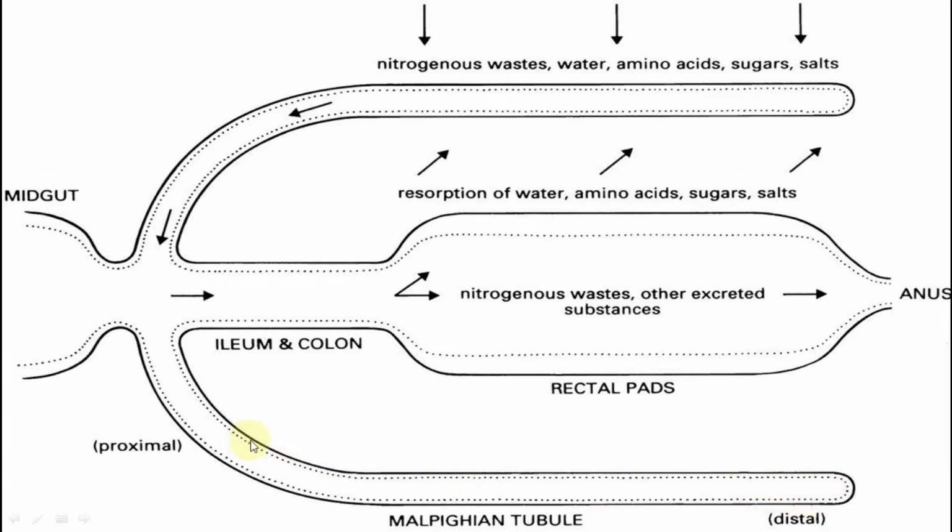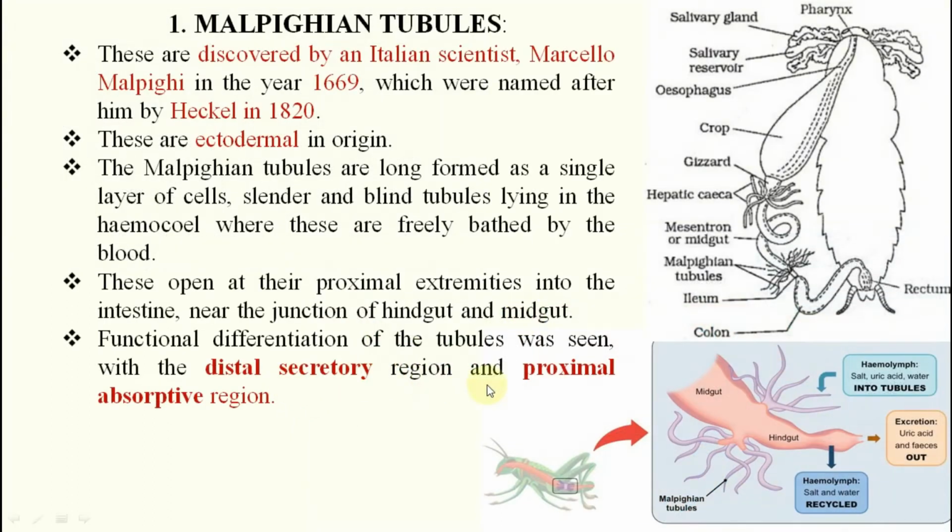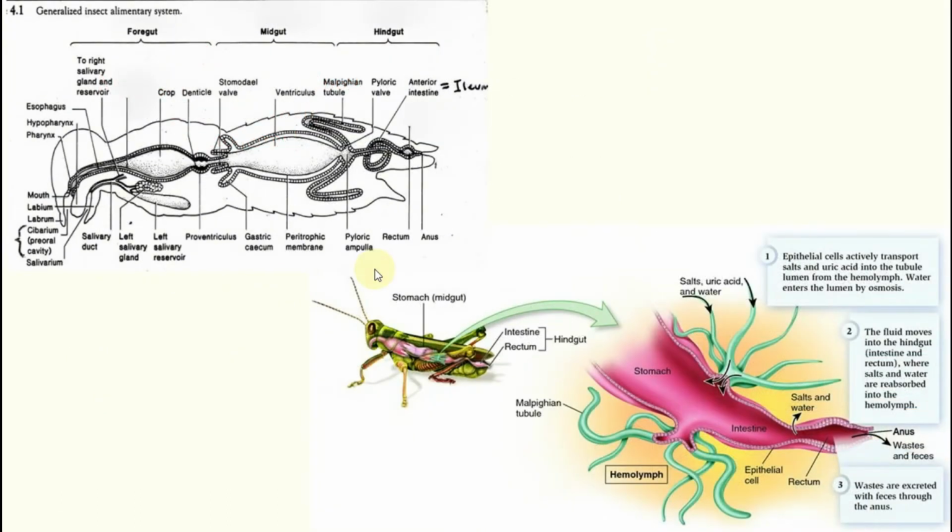It will carry the waste product, and at this proximal part it will enter inside. Yes or no? So this is what they will do. Absorption will be done, and here it will be released into the hindgut. That is only written: distal secretory and proximal absorptive region. It may differ according to your way of writing this sentence.